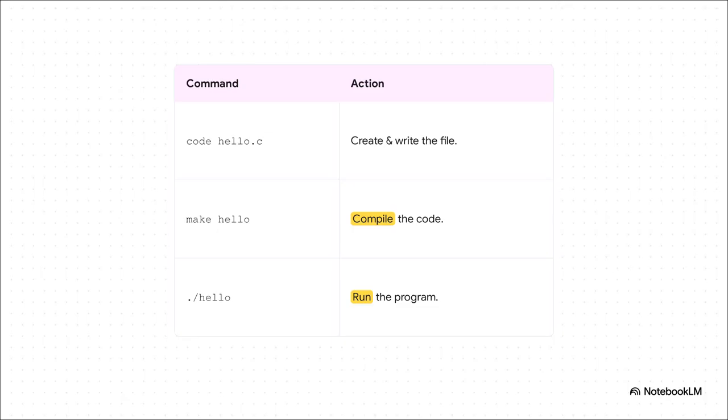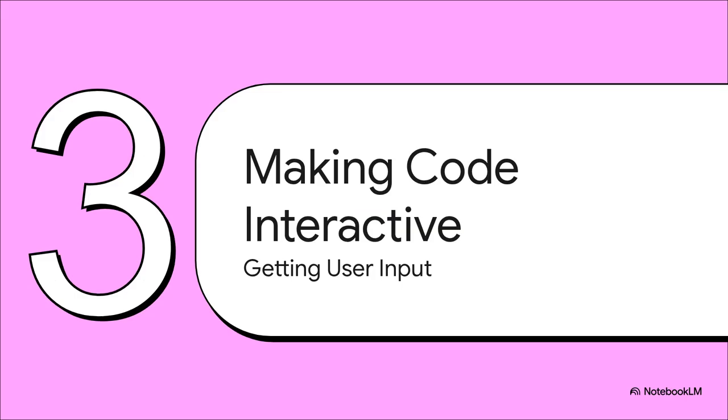Once we've written the code, we just follow this simple three-step process in the terminal. First, code hello.c opens the file so we can write in it. Second, make hello tells that compiler we talked about to translate our code into a runnable program. And finally, ./hello actually runs it. And what's the result? The words hello world pop up right on our screen. It's really that straightforward.